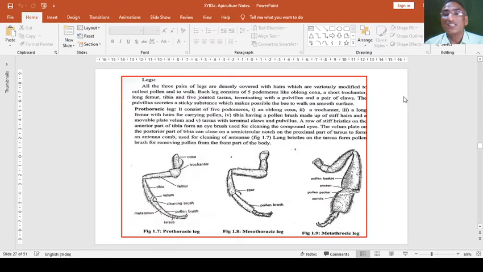So this is the spur which is used in collecting the pollens, cleaning the pollens from the head, or to remove the wax plate from the body. This spur is used, and this is a pollen brush for cleaning the body. This is also a pollen brush.